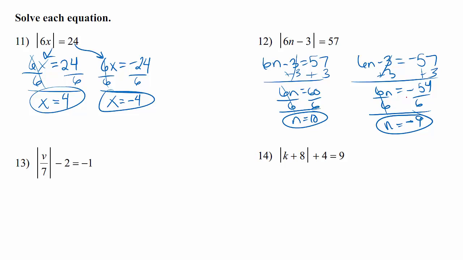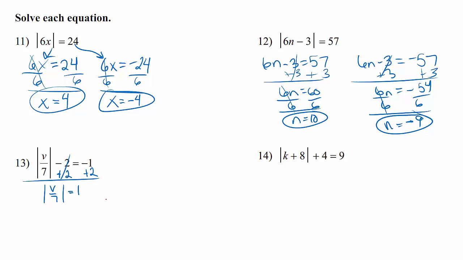On 13 and 14, there's an added step, because on the side with the absolute value, the left side, there is something extra that is outside of our absolute value. So another rule with this is that we can't write our two equations until the absolute value is by itself. So before I do anything else, I want to add 2 to both sides here, so that I have b over 7 equals 1. Notice I still wrote the absolute value bars. I'm not ready to get rid of them until the absolute value is by itself on the left side.